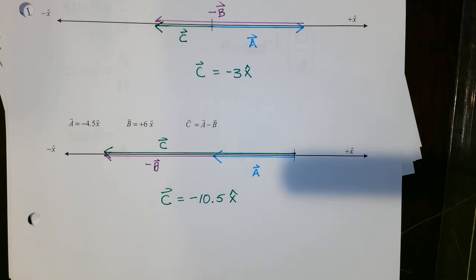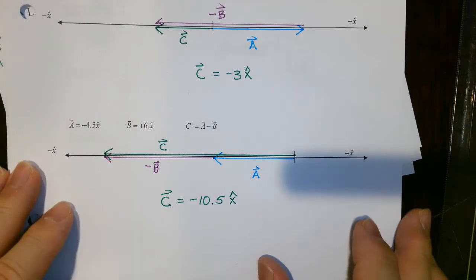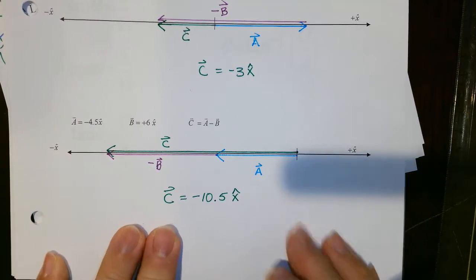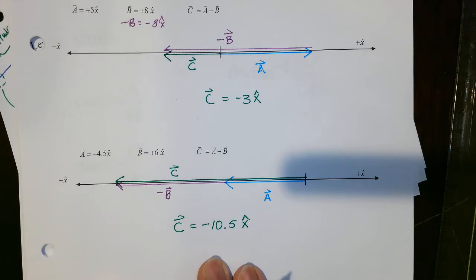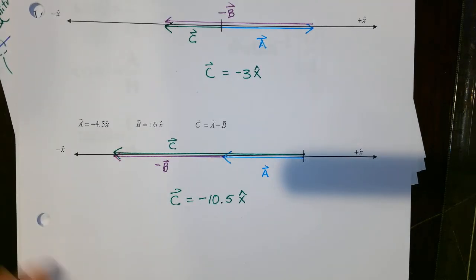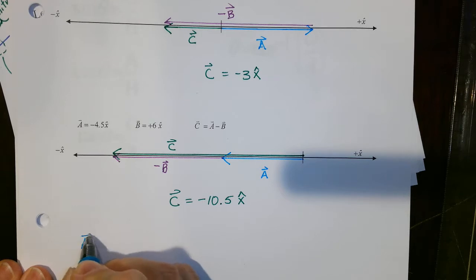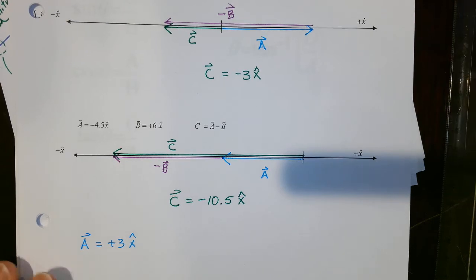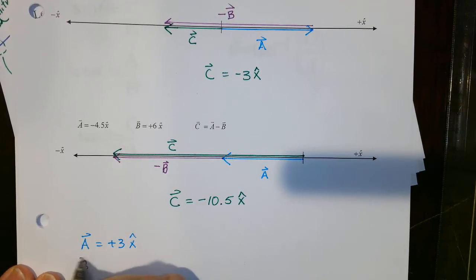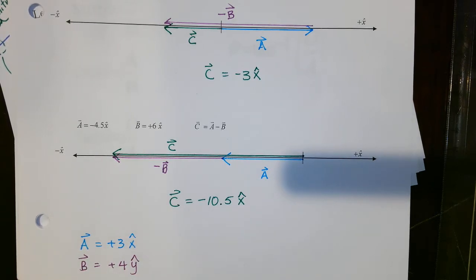Now let's move on to two-dimensional vectors. Before we go in there, if I give you vectors in one dimension, it's kind of easy to see how to add them up. But what if I give you something where my A vector happens to be +3 x hat, and my B vector happens to be, let's say, +4 y hat? Well, we can't add this and say 7 xy hat. No, we cannot do that.